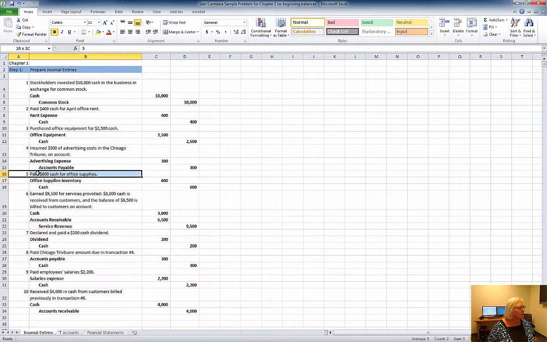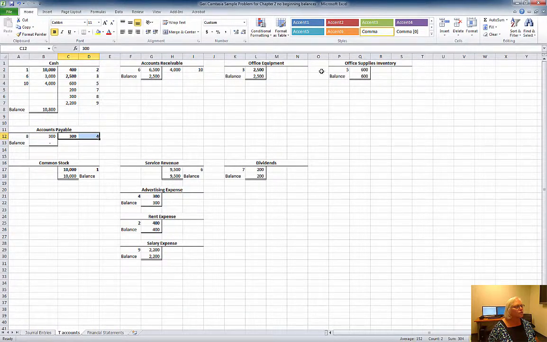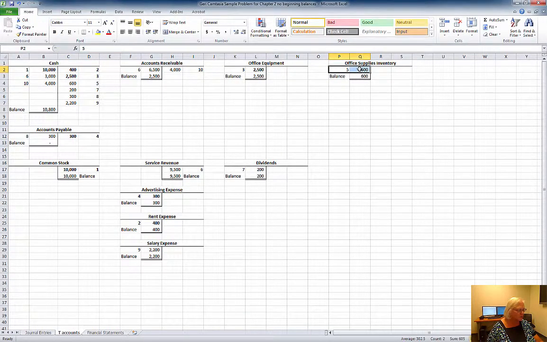Okay, number 5, we're paying $600 cash for office supplies. So it's going to go into an asset account, office supply inventory, $600, and credit cash $600 because we paid cash for it. So we're going to debit office supplies for $600, and we are going to credit cash $600.